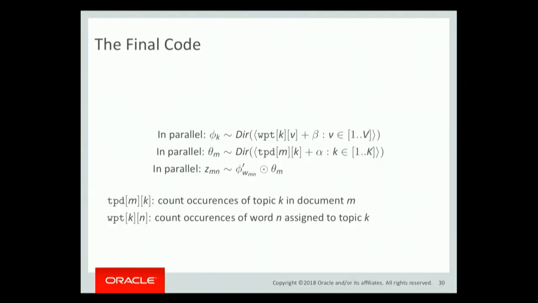Right, it's very simple at that point. And we say, okay, in parallel, we'll sample all the phi k, in parallel, we'll sample all the variable theta m, et cetera. And actually producing the kernels, the CUDA kernels, is fairly easy.